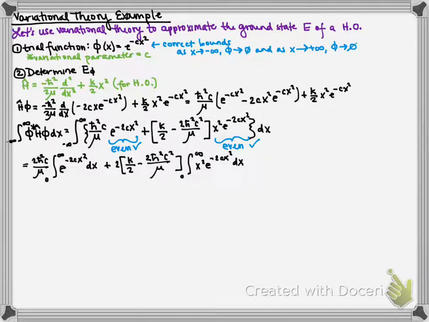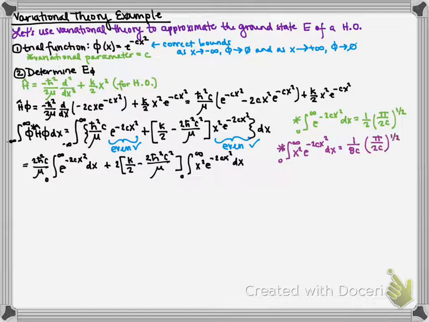Now we need to know what those integrals are. So the integral of e to the minus 2c x squared dx is 1/2 times pi over 2c to the 1/2. And the integral of x squared e to the minus 2c x squared from 0 to infinity is 1 over 8c square root of pi over 2c. So let's plug those in.